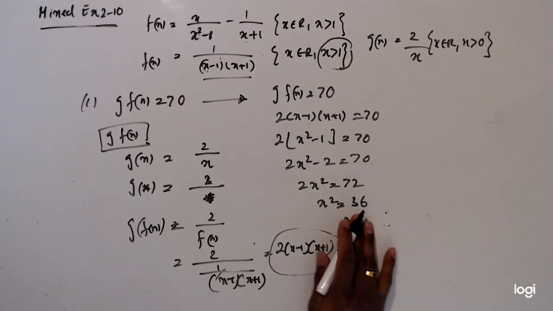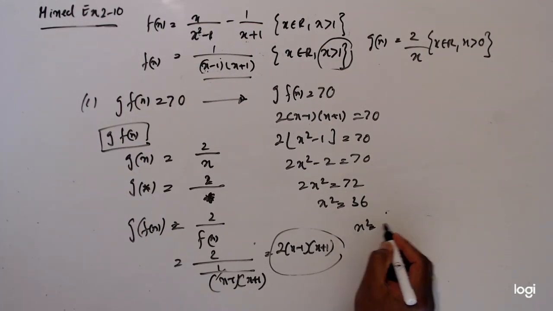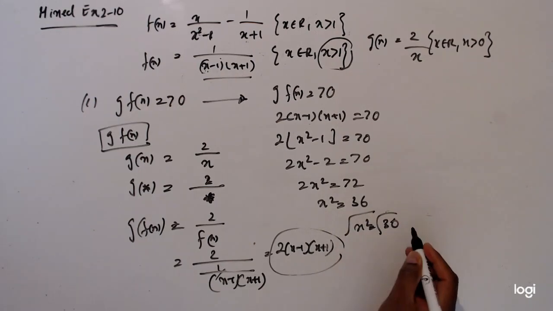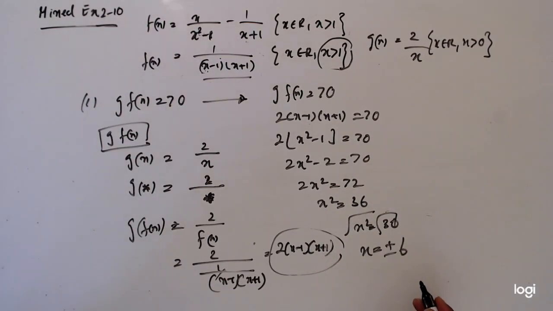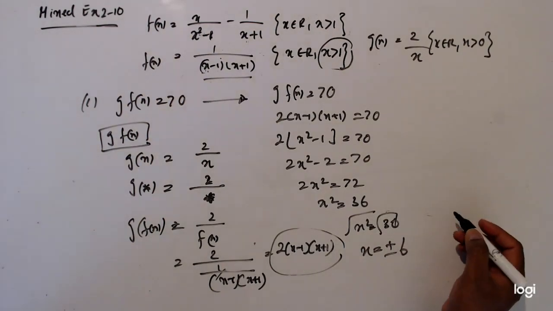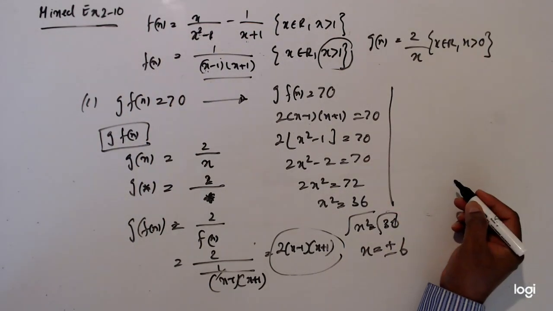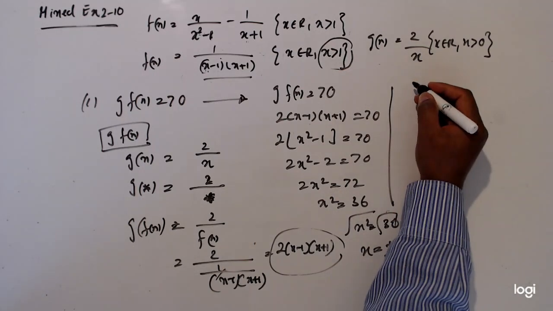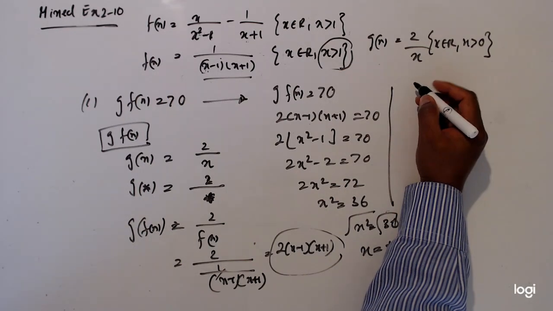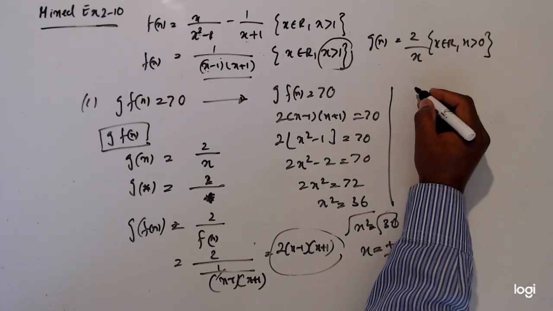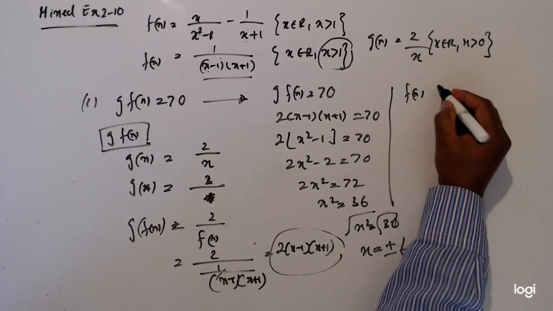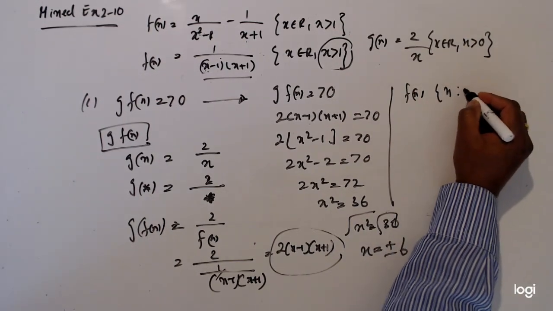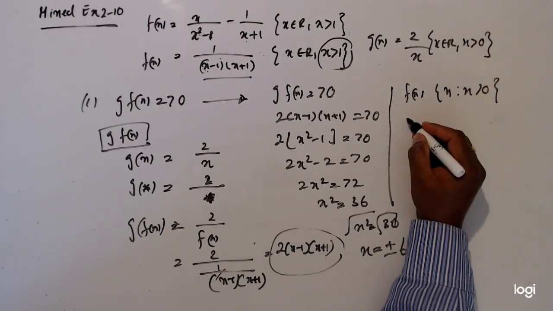So x square equal 36, we want to get the square root, so x equal plus or minus 6. Now the domain for f(x) is x is a real number, x greater than 0.